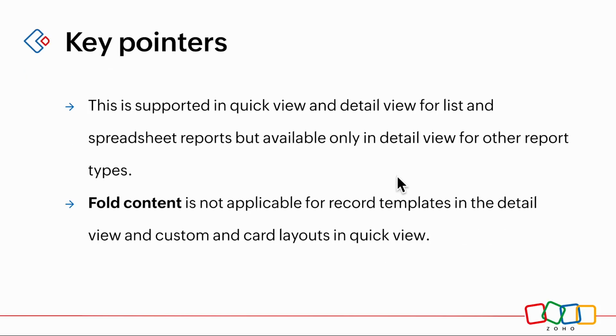I'll be giving you a few key pointers to note down so you can refer to them in future. The fold content option is supported in quick view and detail view for list and spreadsheet reports, whereas for other reports, you can use this option only in the detail view. Since the record templates, custom and card layouts carry a visual structured style, there is no necessity for the fold content option there.